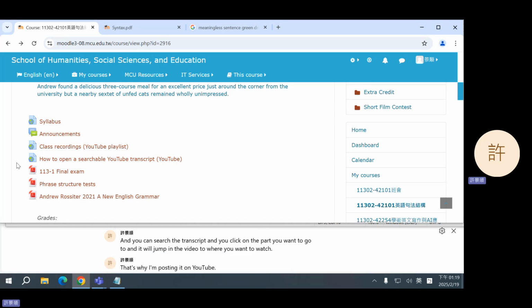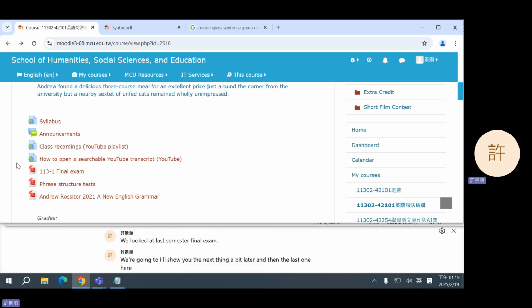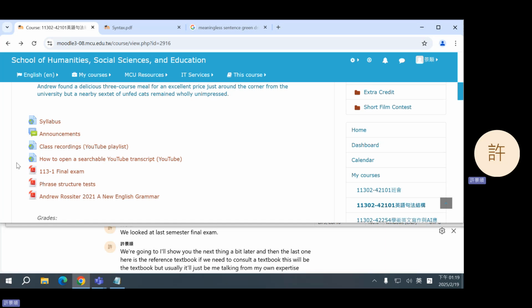We looked at last semester final exam. I'll show you the next thing a bit later. And then the last one here is the reference textbook. If we need to consult a textbook, this will be the textbook. But usually it'll just be me talking from my own expertise.